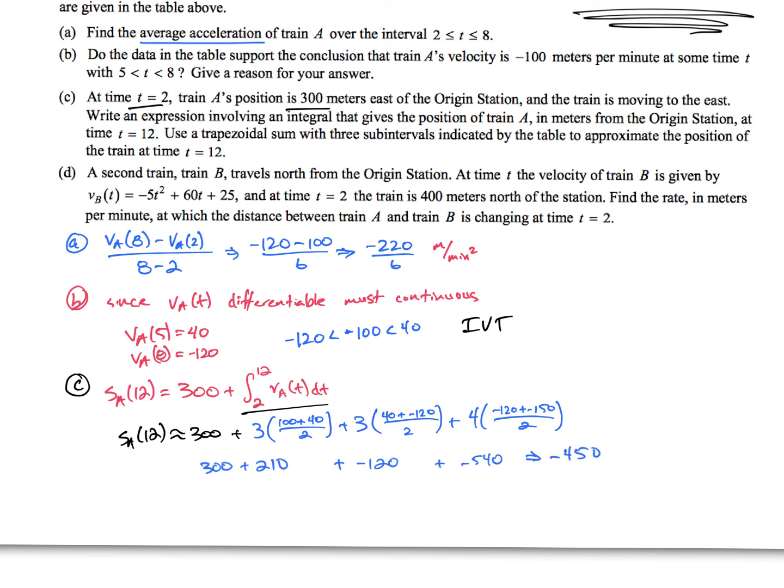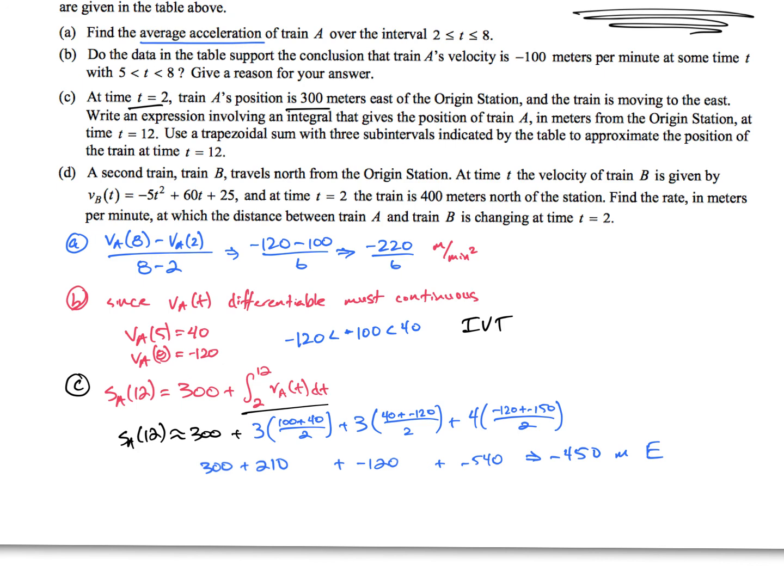Now, this is the way I would actually answer the question. Which way is this train moving? East. It's moving east. So I would say it's negative 450 meters. Is it meters or miles? Meters east. Which technically means it's 450 meters west. However, I always kind of just give them what they gave me. It's negative 450 east.